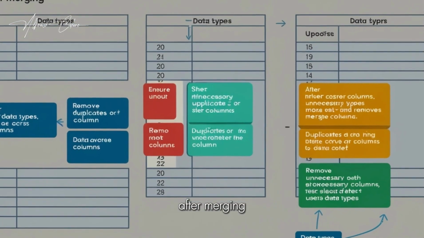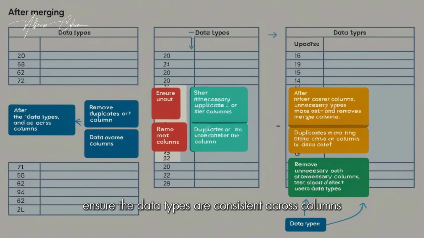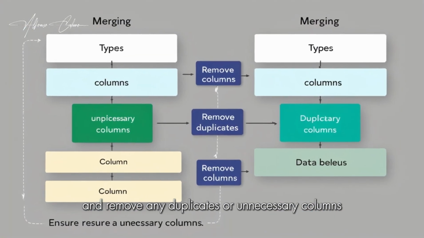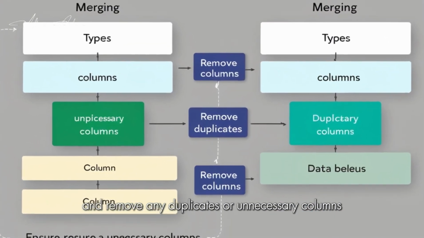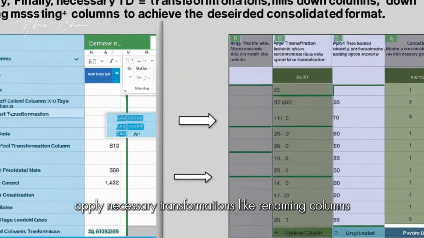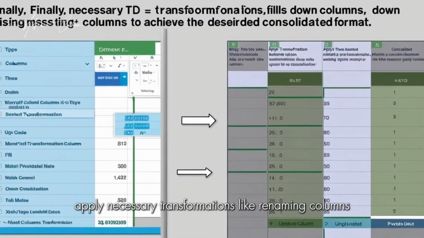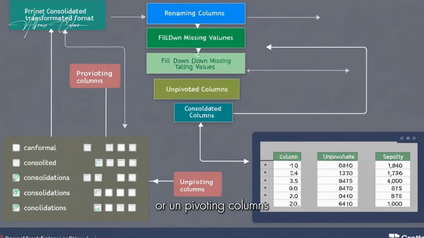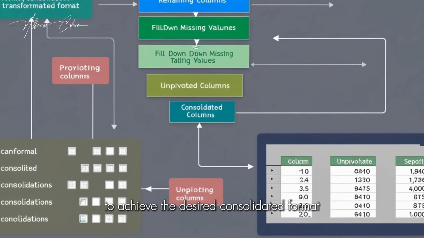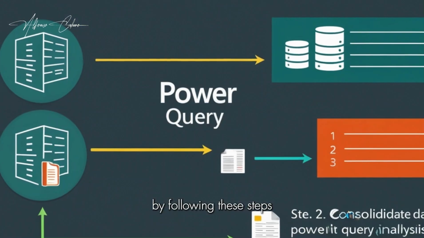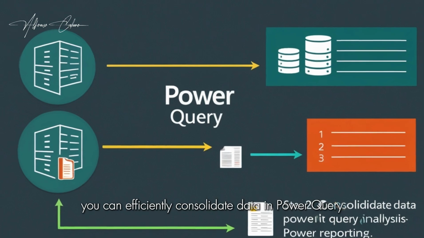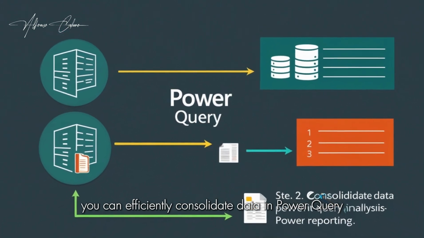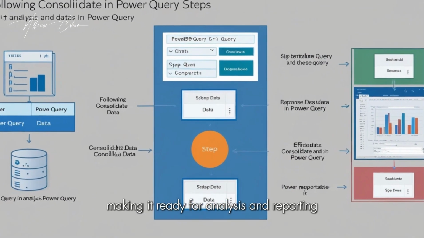After merging, ensure the data types are consistent across columns and remove any duplicates or unnecessary columns. Finally, apply necessary transformations like renaming columns, filling down missing values, or unpivoting columns to achieve the desired consolidated format. By following these steps, you can efficiently consolidate data in Power Query, making it ready for analysis and reporting.